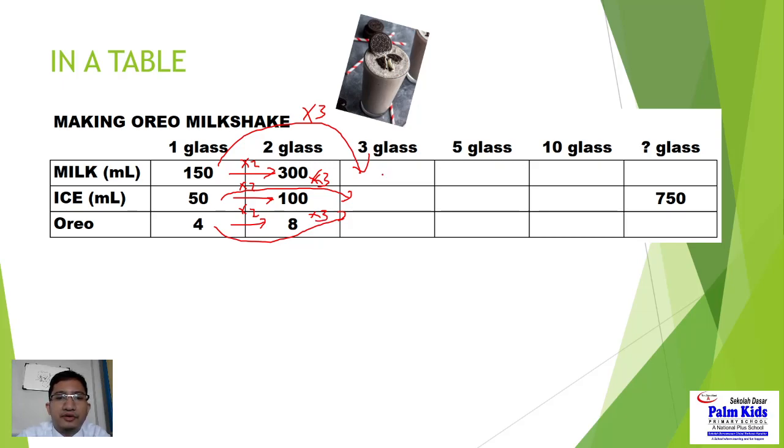150 multiplied by 3 is 450. 50 multiplied by 3 is 150. 4 multiplied by 3 is 12. And you can do that for how many you need for 5 glasses, how many you need for 10 glasses, and how many you need for a number of glasses where you already know that the ice is actually 750.